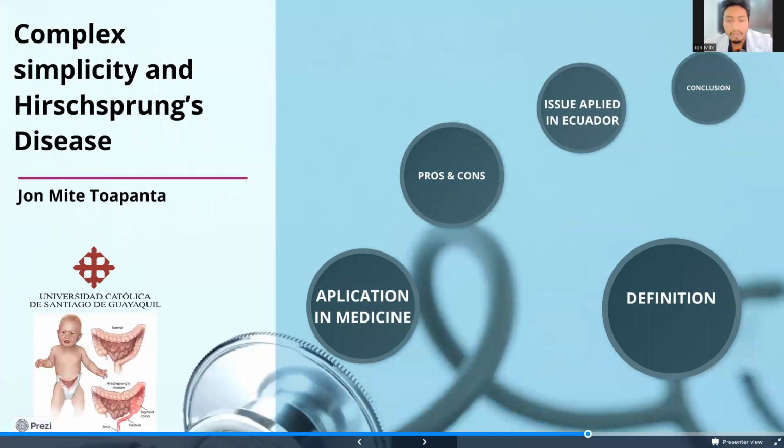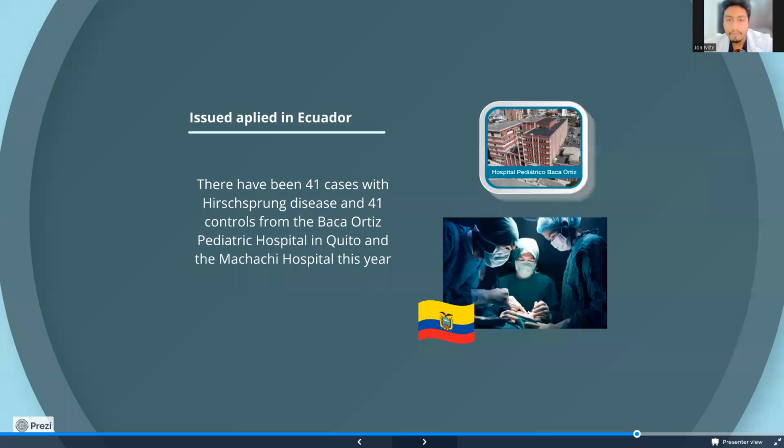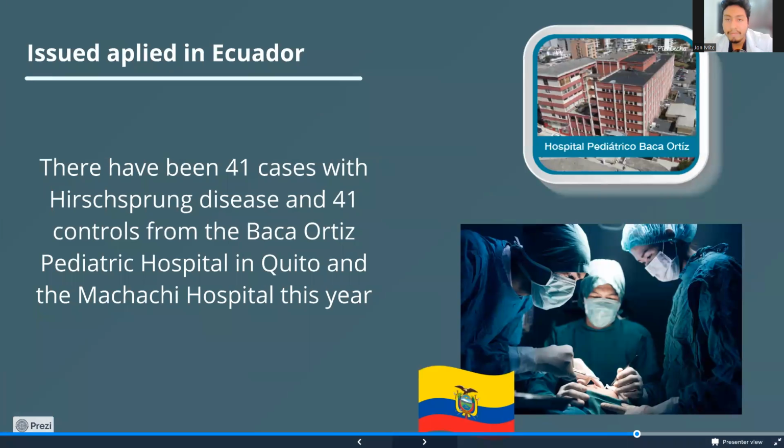Now, the issue at play in Ecuador. There have been 41 cases with Hirschsprung disease and 41 controls from the Pacao Ortiz Pediatric Hospital in Quito and the Machache Hospital in this year.